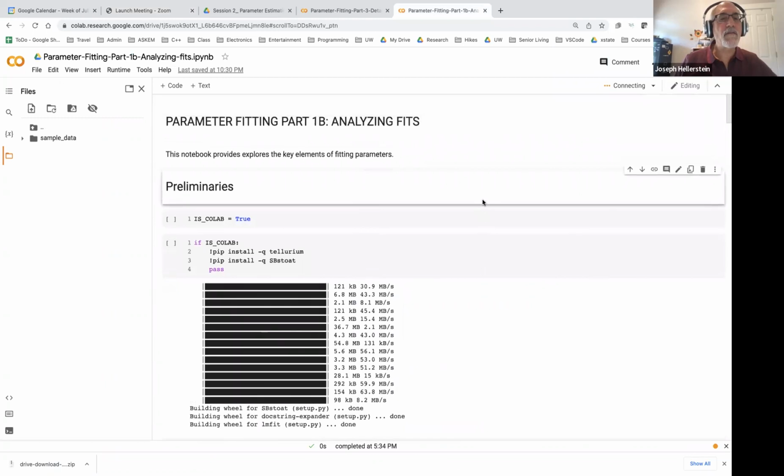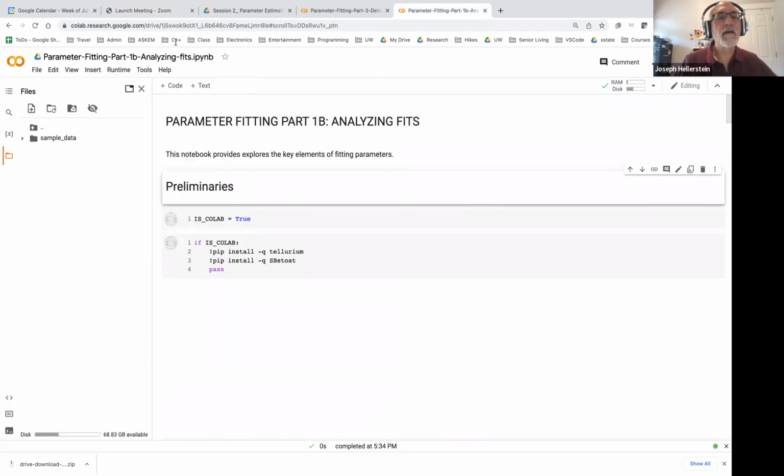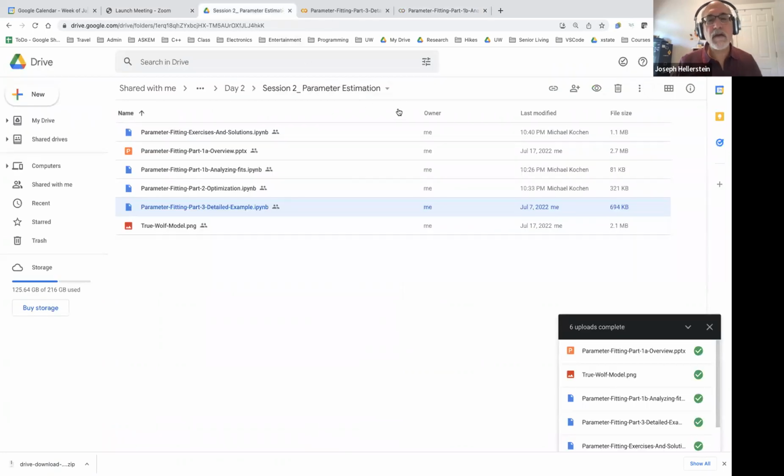Okay. So this is the file. Actually, I'm going to start this right now because this will take a second. This is the Google Drive, and here are all the files. We just went through this one over here, the parameter fitting overview. That was the overview. This is the basics of the residual calculations, which conceptually sounds simple, but it's useful to go through a little bit of the detail. And then I'm going to jump over here to part 3, the detailed example.